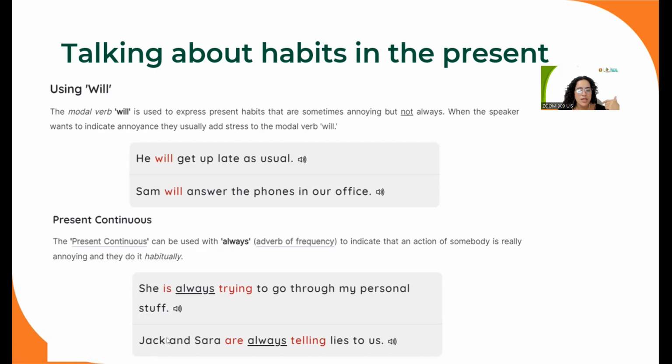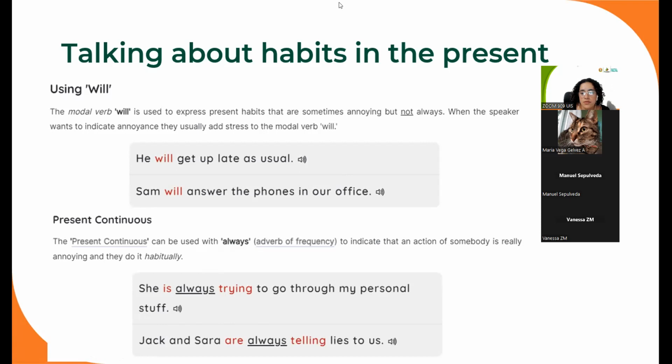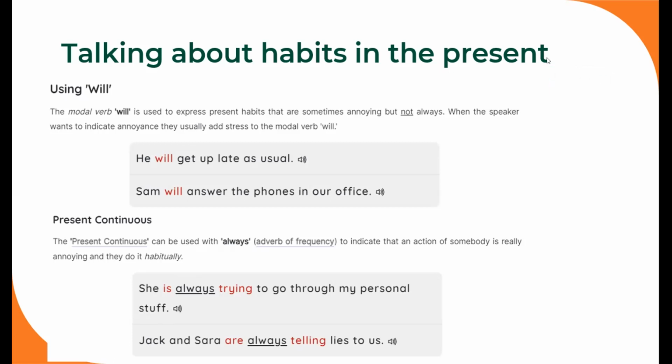Marlon, can you read both examples? She and Jack and Sarah. Marlon? No, it's not here, Marlon. Okay, let's see then. Santiago, can you read both examples? She is always and Jack and Sarah. Of course, teacher. Mhm. She's always trying to go through my personal stuff. Jack and Sarah are always telling lies to us.